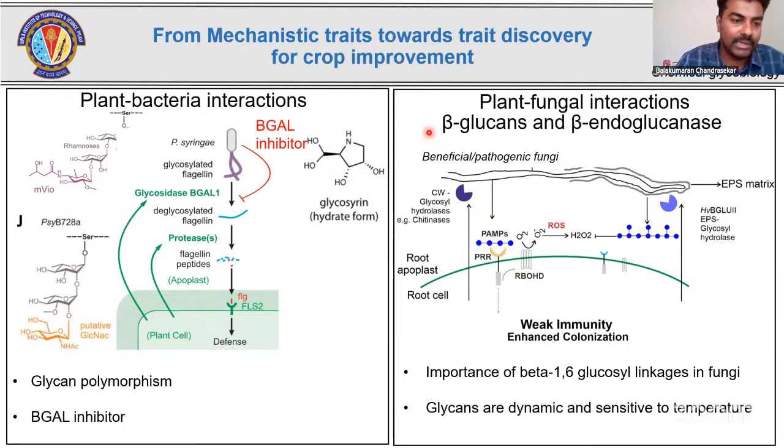In the plant-bacterial interactions, I have shown you the important sugars, especially the GlcNAc and the viosamine sugar, and also immuno sugar, which is used to manipulate the plant during infections. And I've also shown you the importance of beta 1,6 linkages in the beta glucan to scavenge the ROS, such that the pathogen or a beneficial fungi is able to grow very high in the plant.